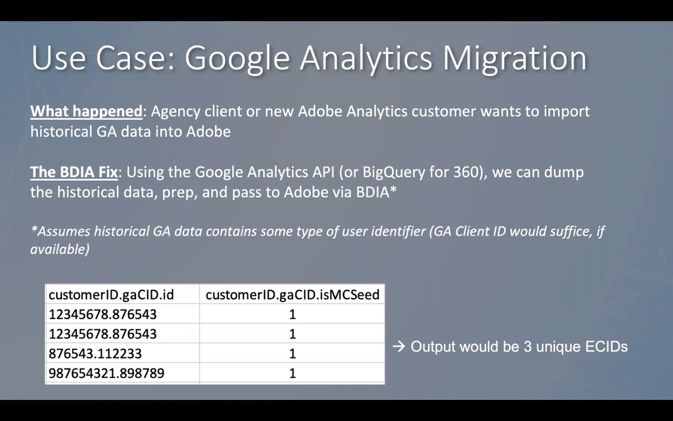I don't think the GA API out of the box allows you to access the Google Analytics client ID as a field, which is why I believe they would have to already be tracking that as a custom dimension. But you can see I could just set that to isMCC'd, and then this would output 3 unique Experience Cloud IDs as a result of the Google Analytics client ID.